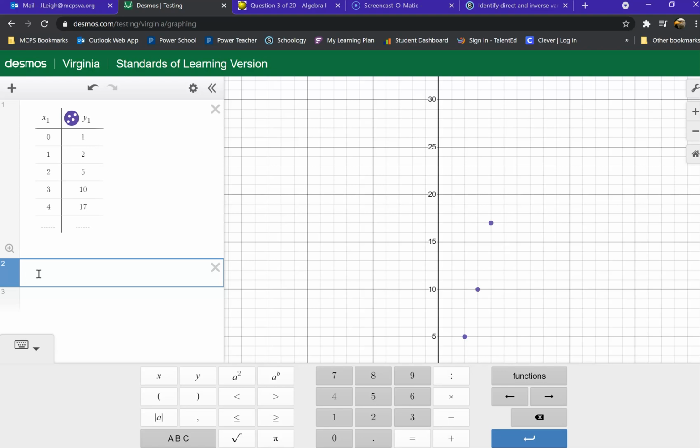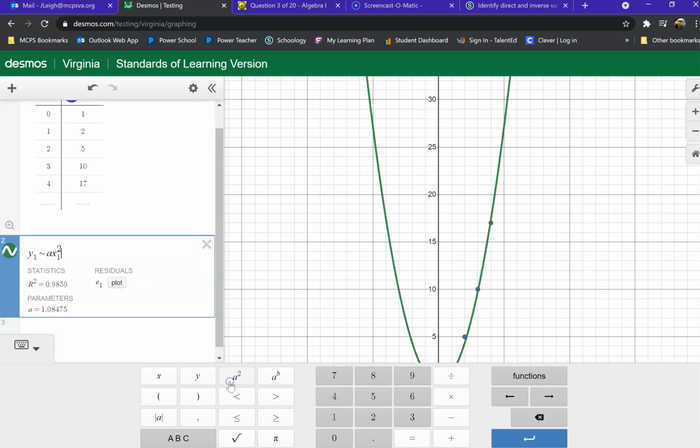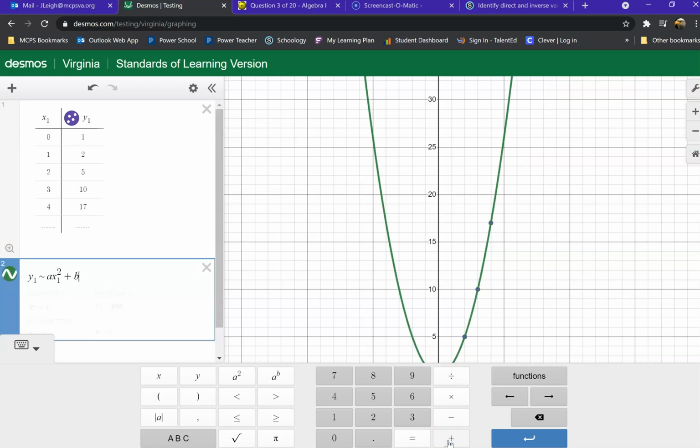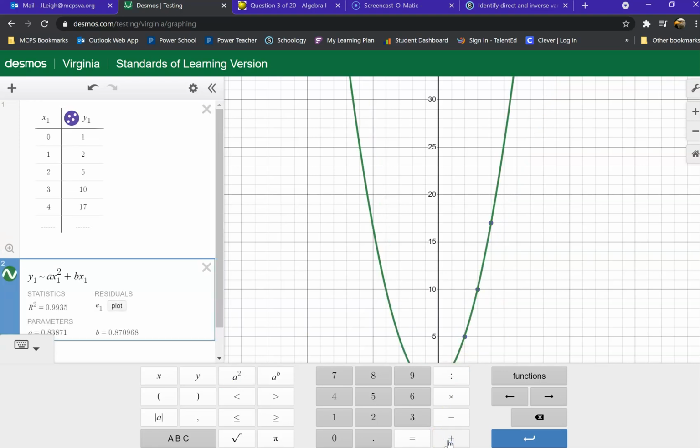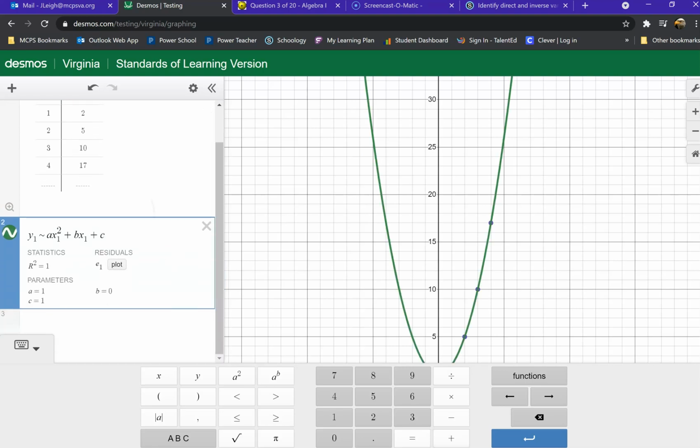So my equation here is going to be y1 tilde, and then instead of doing mx1 plus b, we're doing ax1 squared plus bx1 plus c. And that gives me my a and b and c.